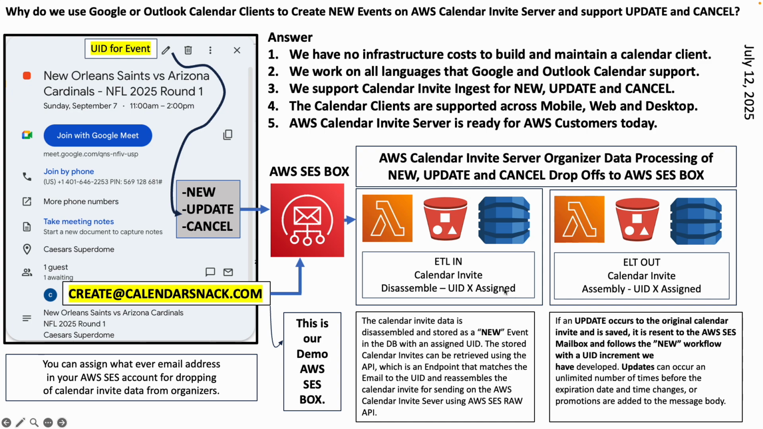Now what happens is if an update occurs here to the original calendar invite, we actually reprocess it. So we disassemble it again, and we magically send out any calendar invite that has been subscribed by the API number one of ours. And if the update occurs to the original calendar invite and saved, it's resent to SES mailbox and follows the new workflow with a UID increment we have developed. So we add a +1, +2, +3 and track it here in this pipeline.